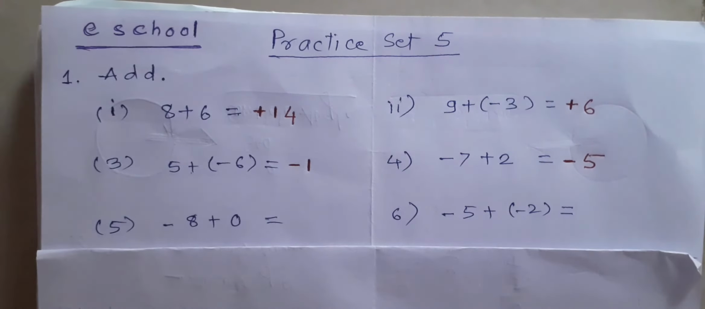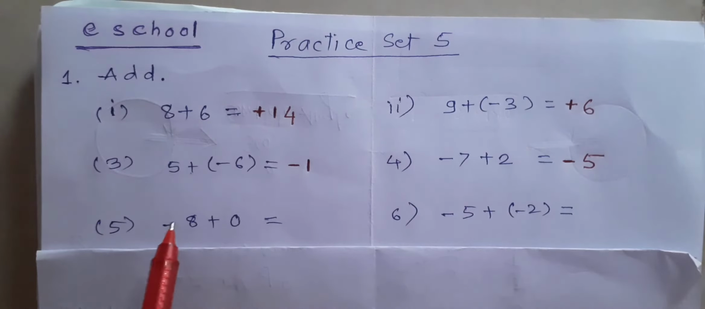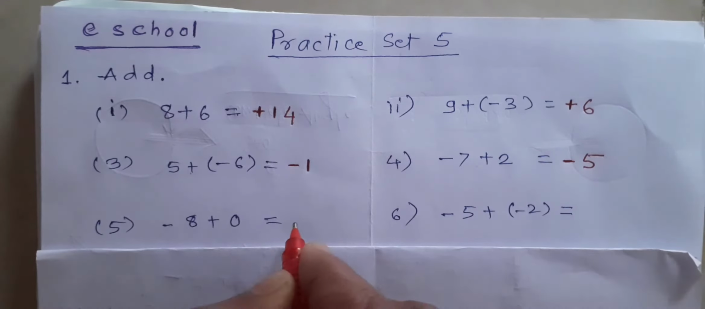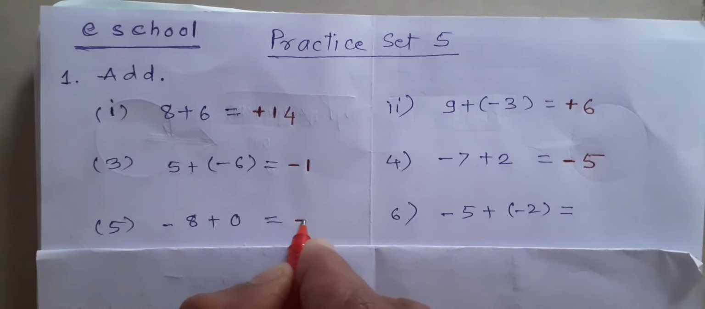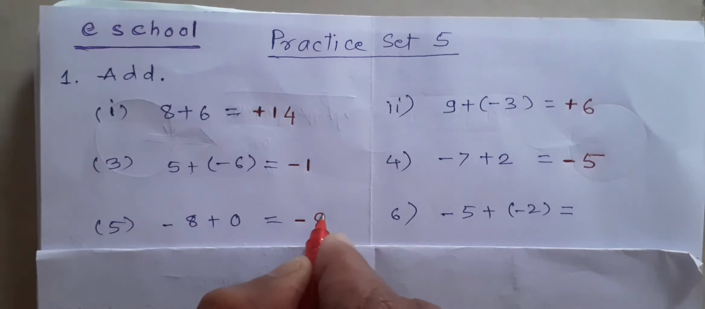Then fifth example, minus 8 plus 0. Whenever we add 0 to an integer, the answer is the integer. That means minus 8 plus 0 is minus 8. The answer is minus 8. There is no change.